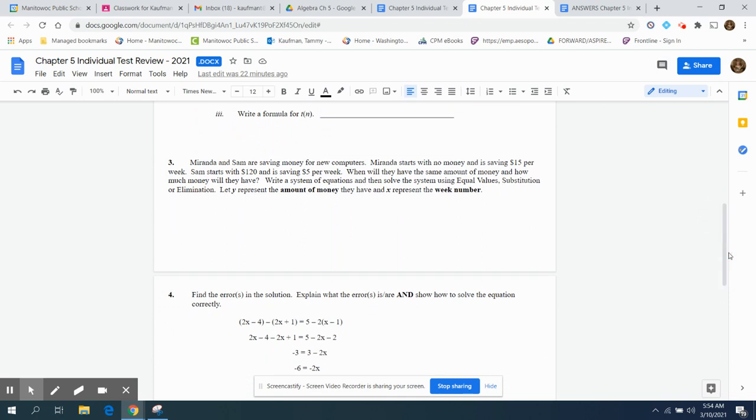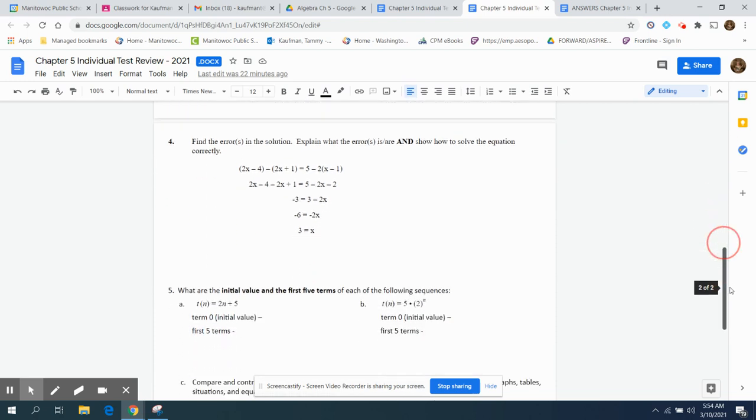For the third one, this is a little review. I want you to write your equations. I already gave you the let statements. They're in the last sentence there. But I'd like you to write a system of equations. And then I don't care which method you use. You could use equal value, substitution, or elimination. Make sure that you're finding both the y value and the x value.